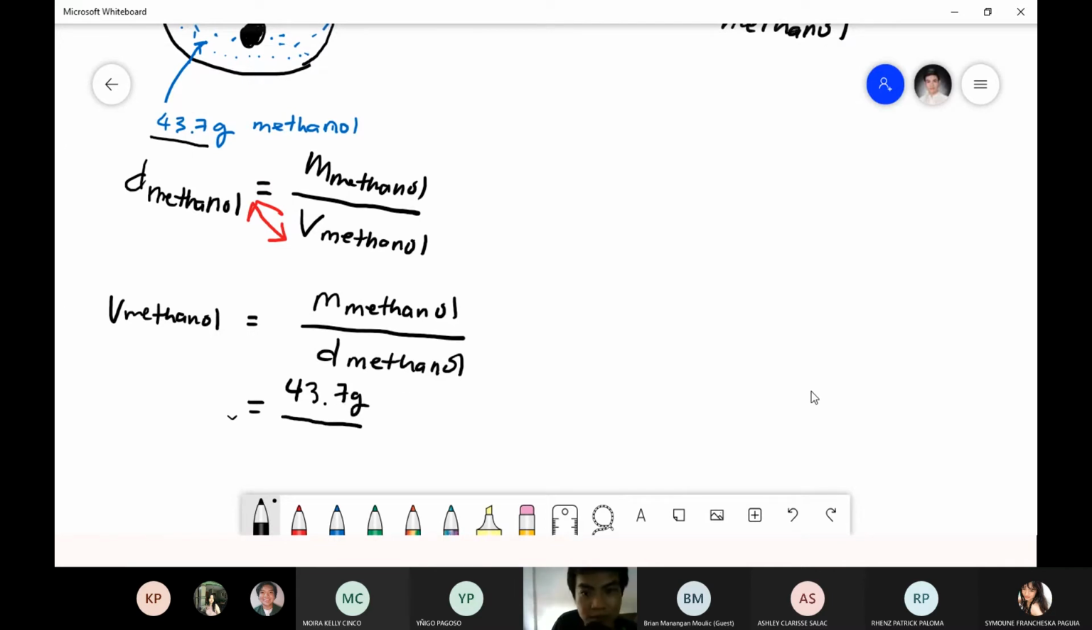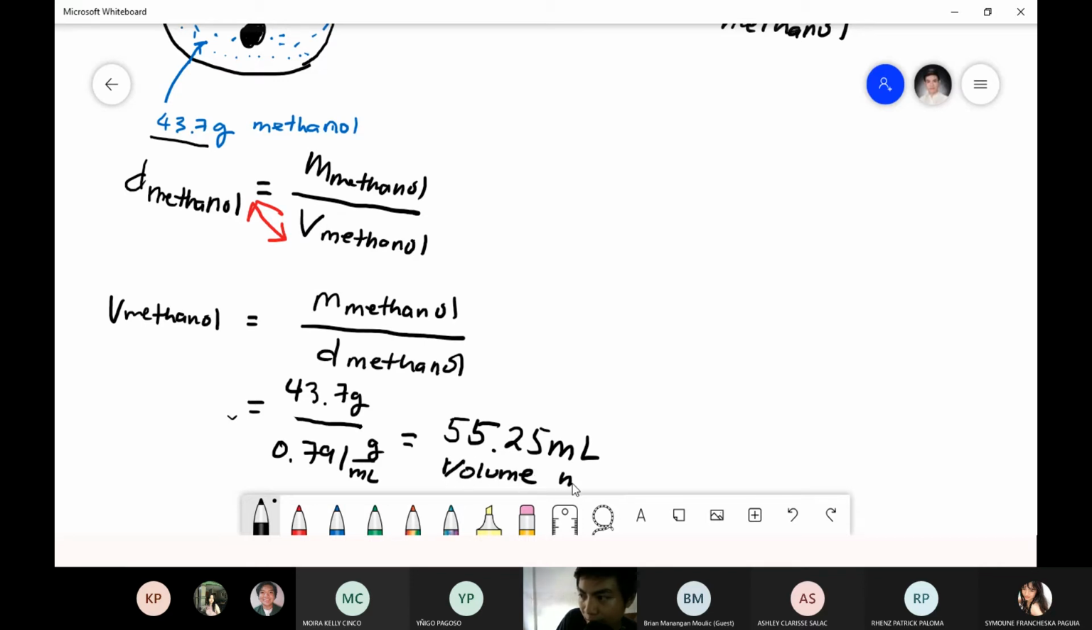Ano yung density ng methanol? Sinabi sa problem yung kanina. Sabi sa problem ay 0.791. Okay? Divide ko lang, makukuha ko yung volume ng methanol. 43.7 divided by 0.791. So, dalawang beses ako magda-density equation. Okay? So, yan yung trick dito. 55.25 ml. Ito yung volume ng methanol.